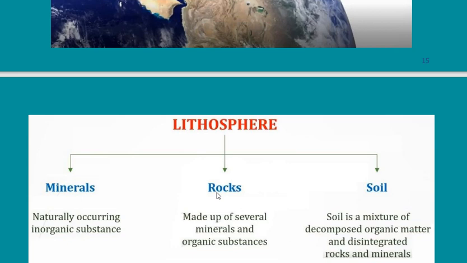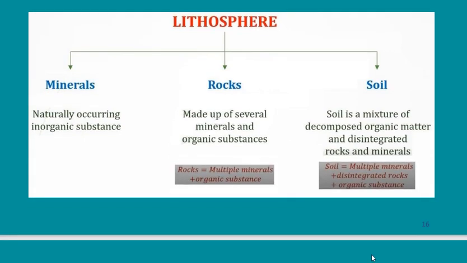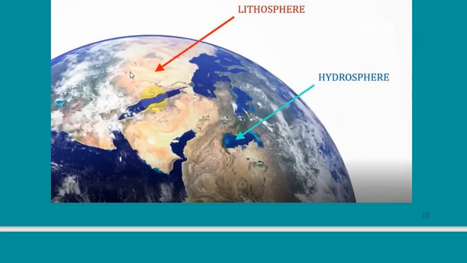And when soil consolidates, it changes again into rock. So we have something called the rock cycle. The rock weathers to change to soil, then the soil consolidates, or gets closer together under pressure, and changes again to rock, and so on. The cycle continues. So soil, what is soil? Soil is a mixture of decomposed organic matter and disintegrated rocks and minerals. So this is the contents of this portion, which is the lithosphere.